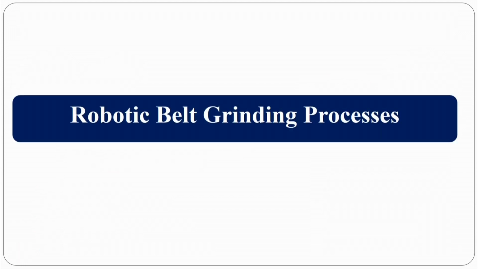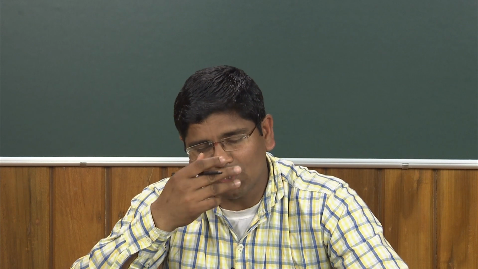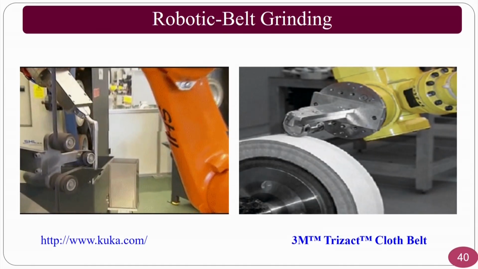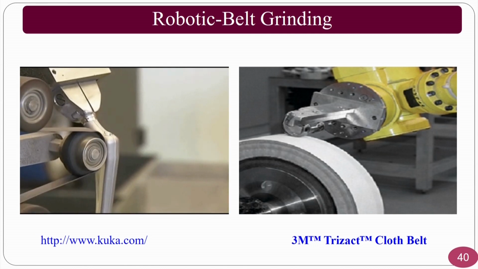So we are going to another variety of grinding process which are conventional, advanced. Okay, these are the old techniques, but there are some advancements in this particular process. So that's why it is called conventional, but it is used for the advanced. So here you use the robotic arm against the belt grinding process.